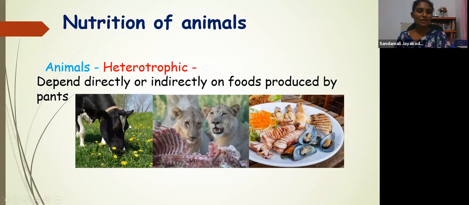Directly means like this cow, they just depend on plants directly. And these carnivores and some omnivores like us, we depend on plants indirectly sometimes, because these lions are eating meat. This meat is mostly made from a deer or a cow or any herbivore. It may be eating grass. So this lion is eating that animal, so they are depending on the grass or the plants. Here it is.